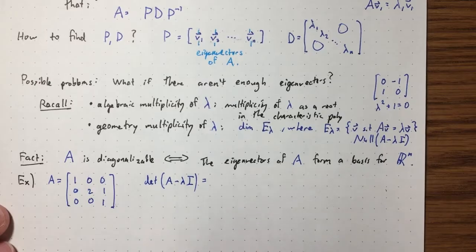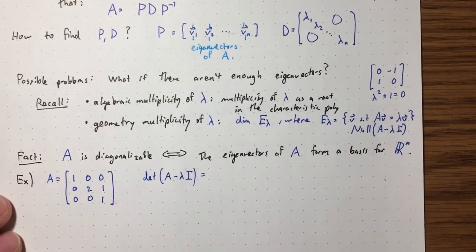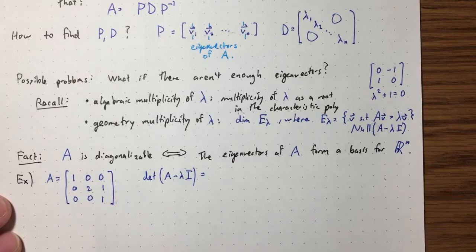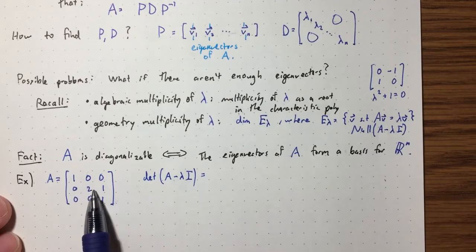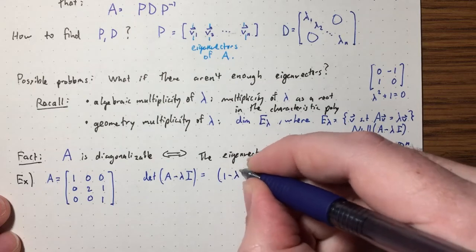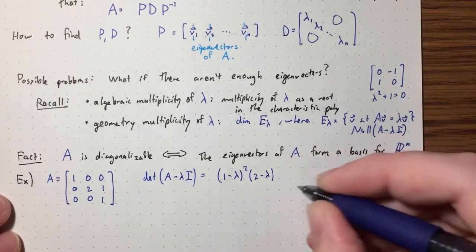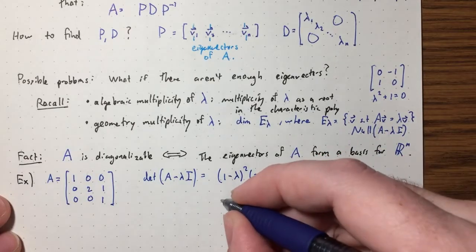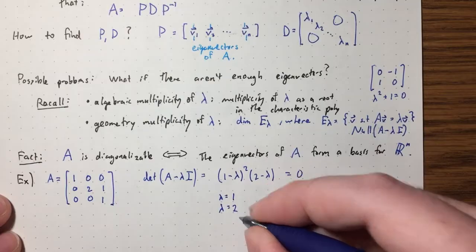But the determinant of a triangular matrix is still easy. It's just a product of the diagonal entries, right? But it's the determinant of this matrix. So imagine subtracting off lambda from the diagonals. The determinant is (1 minus lambda) squared, times (2 minus lambda). And I want to set that equal to 0 and find the roots. And so here are my two eigenvalues, 1 and 2.